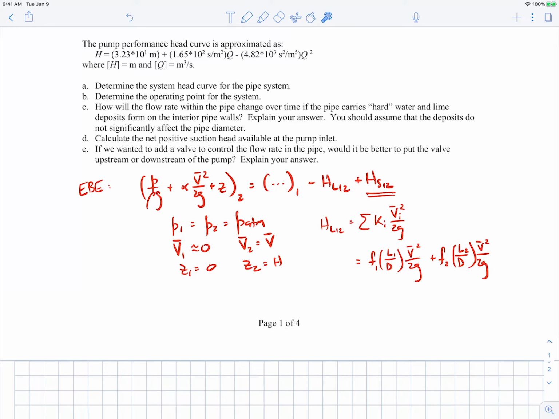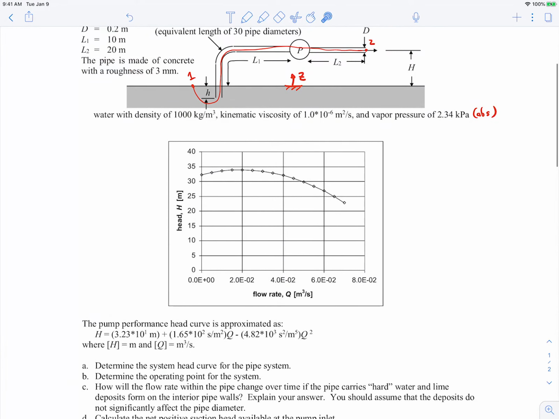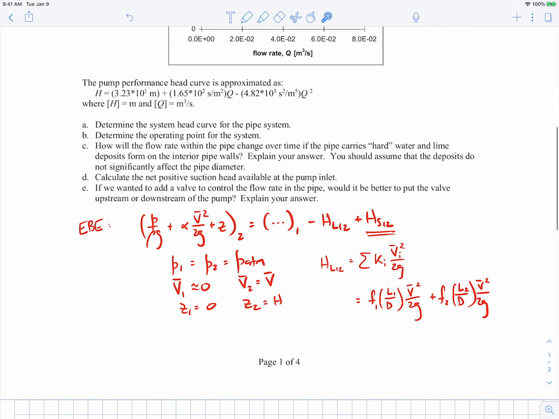Notice that the velocity in each pipe will be the same because it's the same diameter throughout the whole system, so we'll have the same velocities. If the upstream pipe, the pipe up here, had a different diameter than the diameter here, the velocities would be different. But for this problem, the diameters are the same, so the velocities are the same.